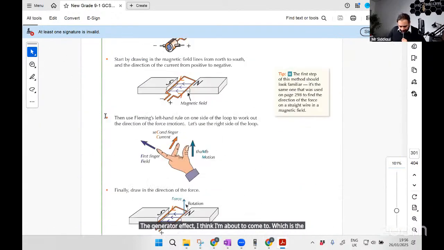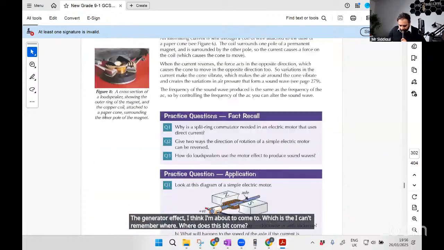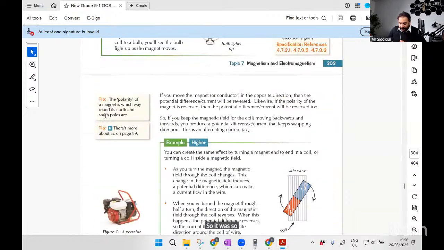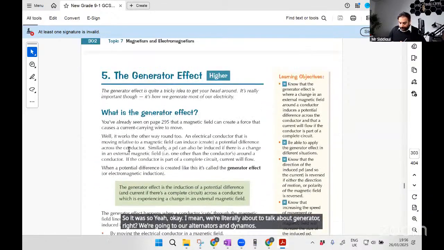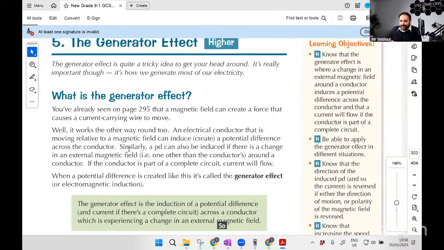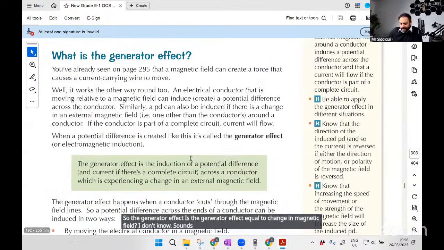Oh, I can't remember where this bit comes. So it was, yeah, okay. I mean, we're literally about to talk about the generator effect. We're going to talk about alternators and dynamos. So the generator effect, is the generator effect equal to change in magnetic field? I don't know. It sounds a bit vague.